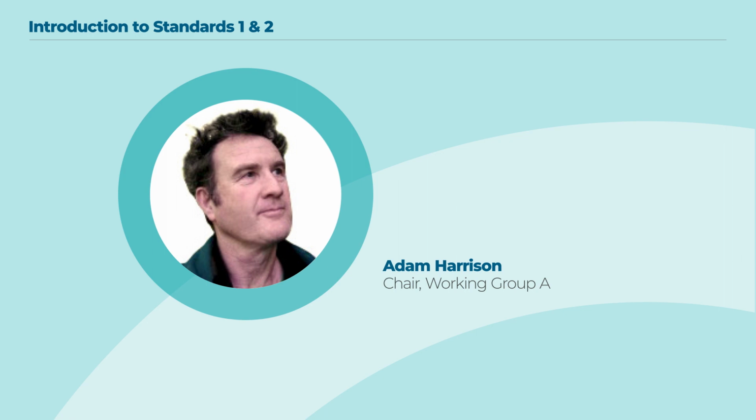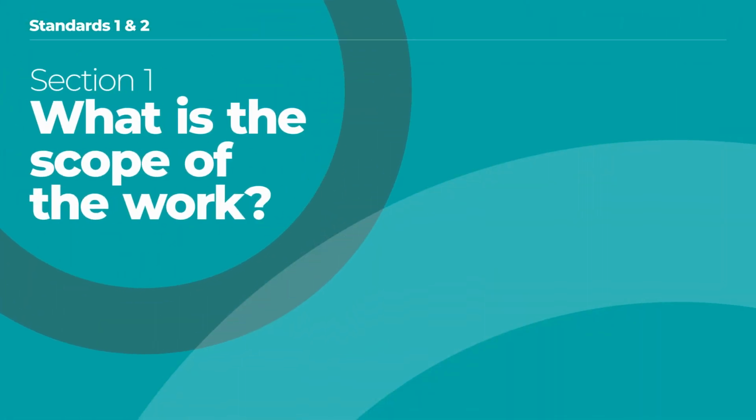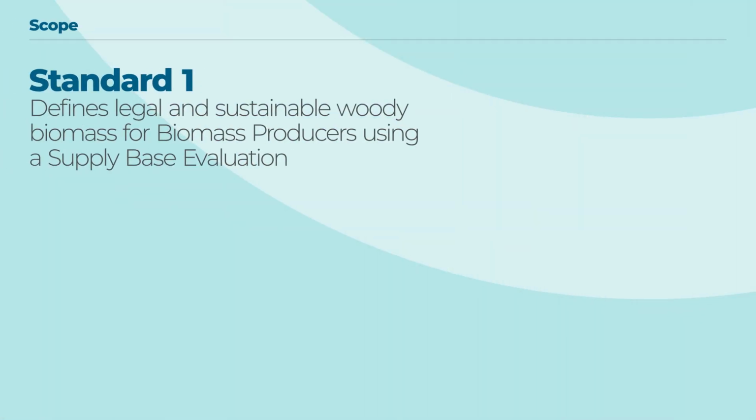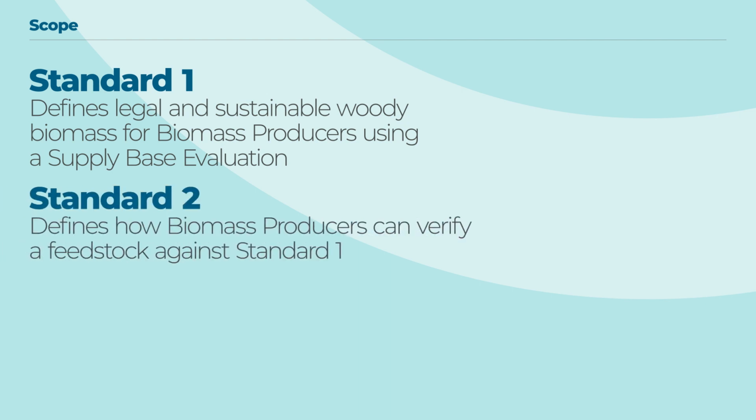Hello, I'm Adam Harrison and I'm chairing Working Group A. I'm going to briefly introduce the scope of Working Group A and talk about how and when we're going to deliver the work. The Working Group's job is to look at the scope of Standards 1 and 2. Standard 1 defines what is legal and sustainable woody biomass for use of energy and how biomass producers can use the supply-based evaluation to assess that, while Standard 2 defines how they can verify that the feedstock meets Standard 1.